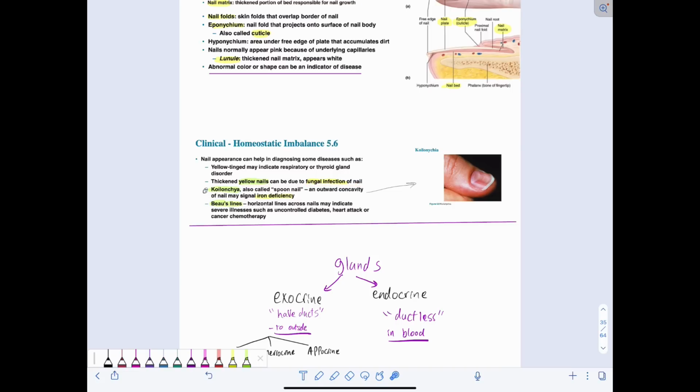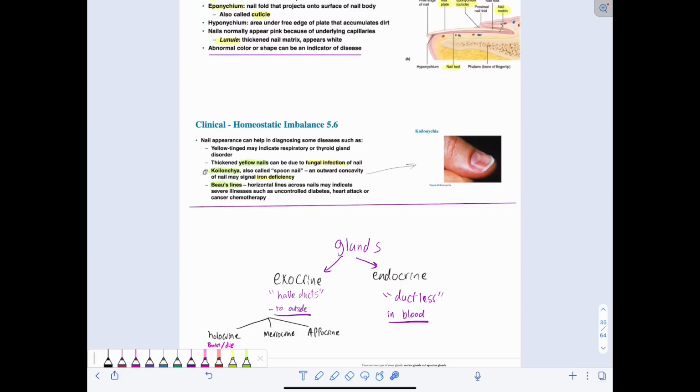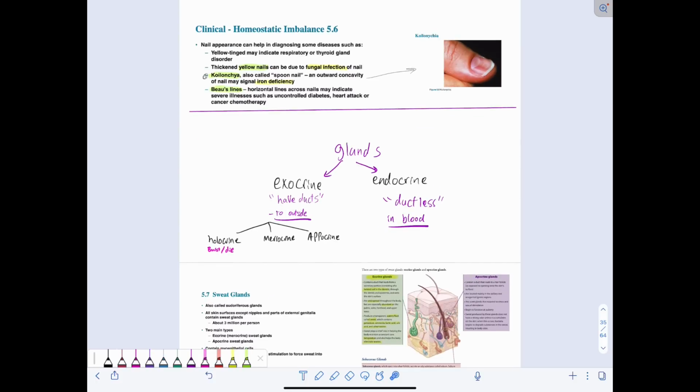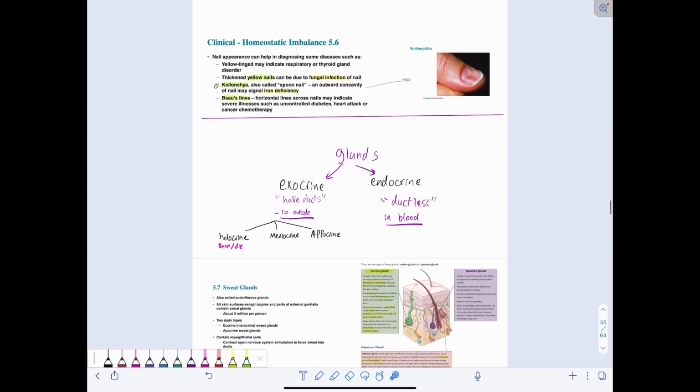Koilonychia, it's iron deficiency, and these lines, the Beau's lines or whatever they're called, they can mean serious health illnesses, right? Glands. There are two types of glands. There's exocrine and there's endocrine. Exocrine glands have ducts, and endocrines tend to be ductless.